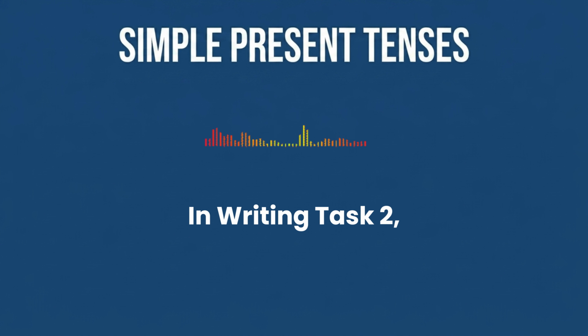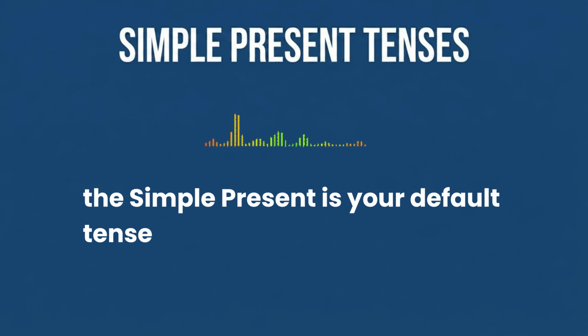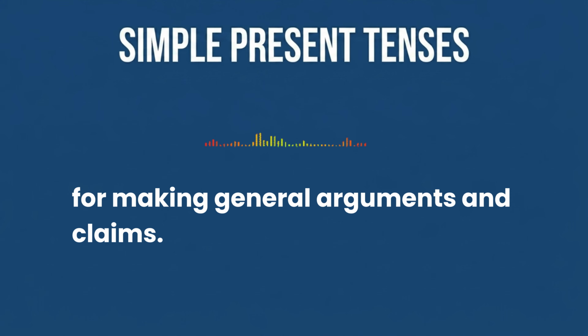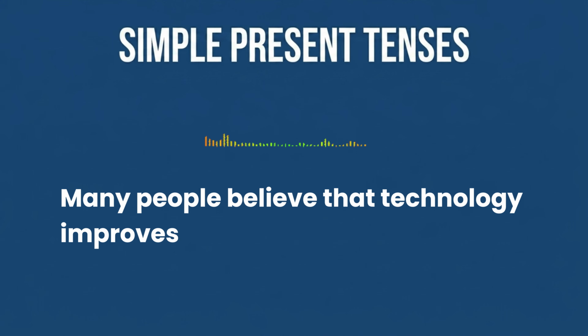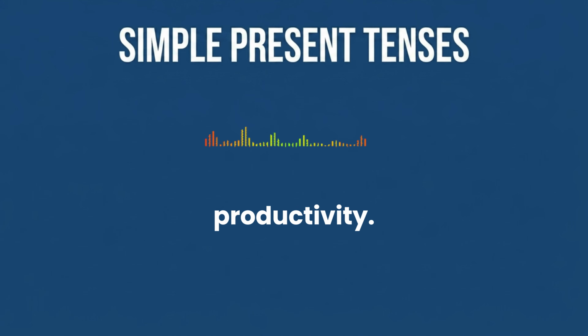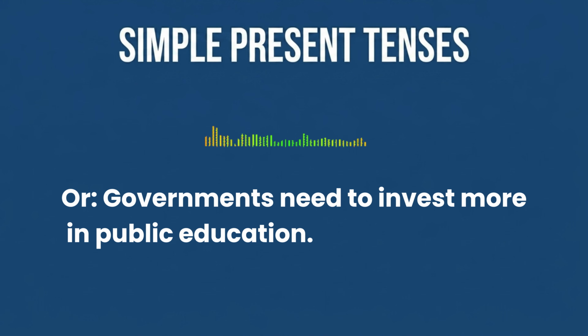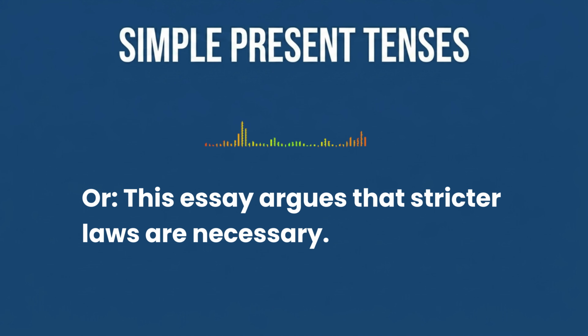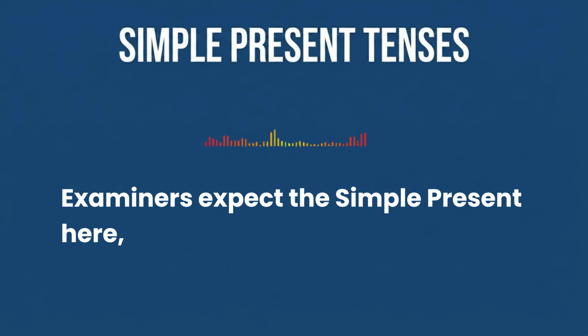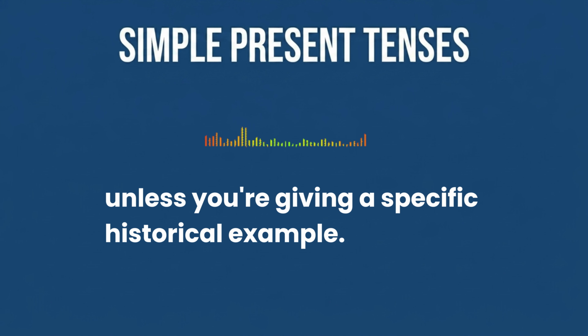In writing task 2, the simple present is your default tense for making general arguments and claims. For example, many people believe that technology improves productivity, or governments need to invest more in public education, or this essay argues that stricter laws are necessary. Examiners expect the simple present here, unless you're giving a specific historical example.